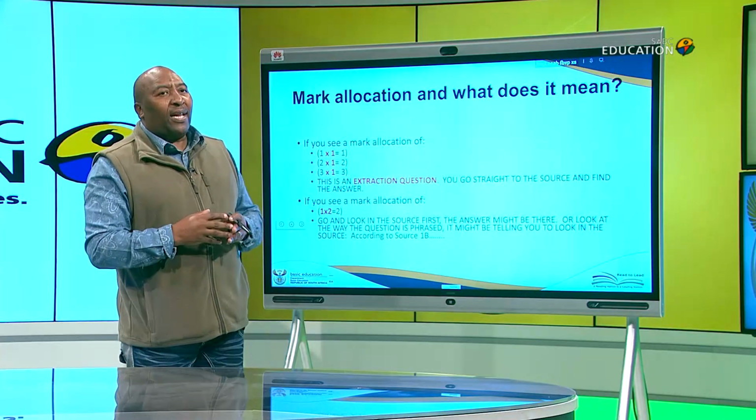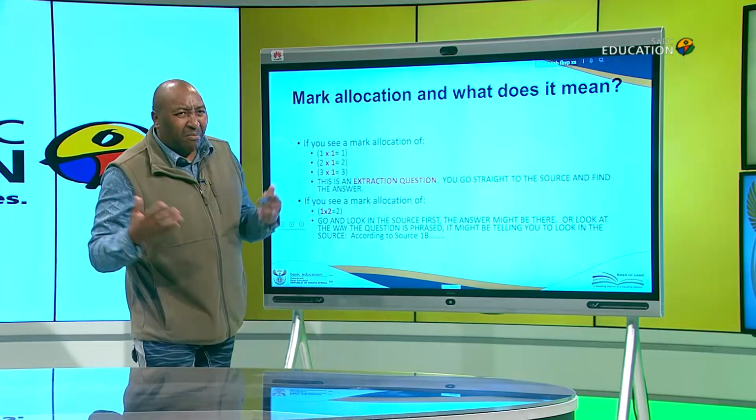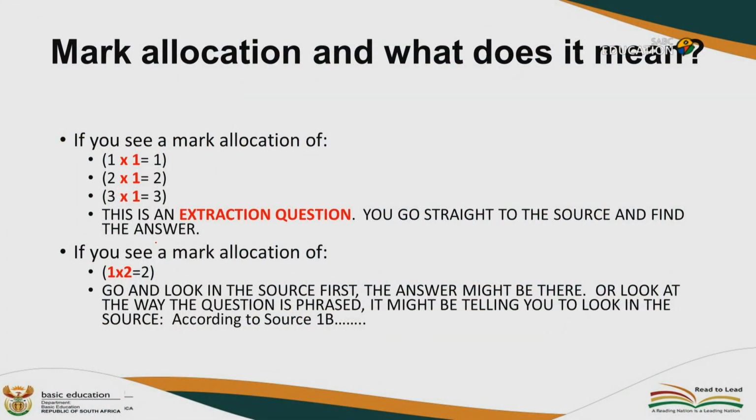Right. Now, what does all this mark allocation mean to us? The mark allocation simply means if 1 times 1 is equal to 1, the next number, this one, tells you the level in which the question is. If the question is dash times 1, it means I'm needed to answer a level 1 question, which is extraction. So anything times 1 is an extraction.